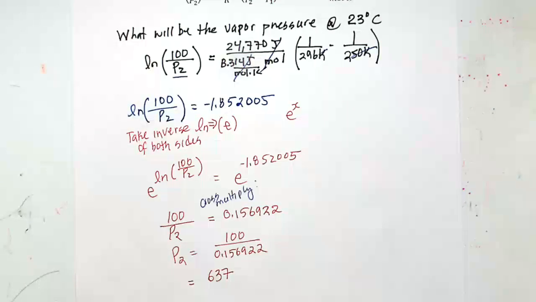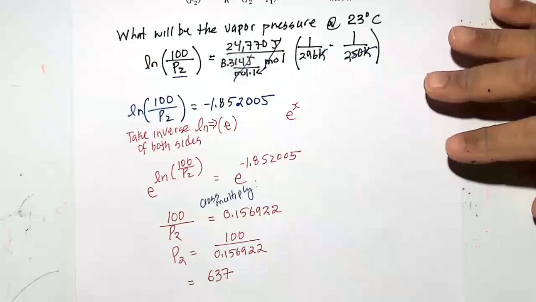On the exam, if you don't put units, it's a half point deduction, because we want to put units. Numbers by itself are meaningless. Once you put the units in, it conveys meaning. So what are the units? What's our final answer? 637 what?